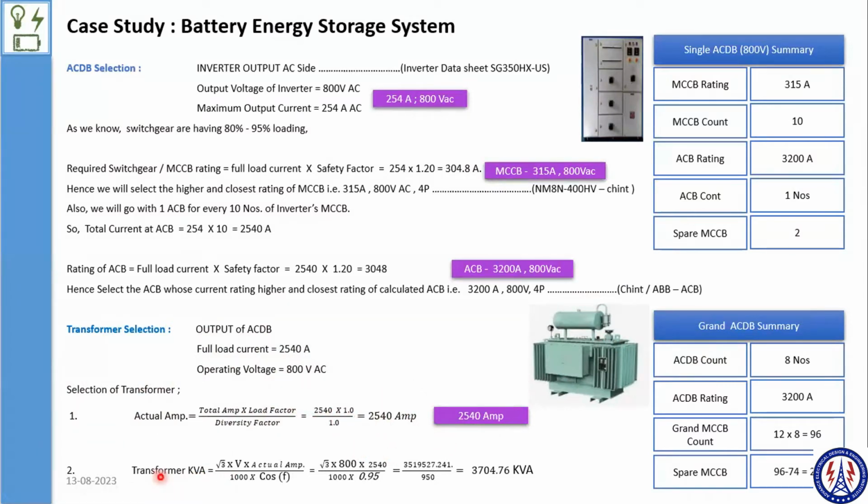You can find out the transformer kVA, like √3 V actual amp upon 1000 into cos phi. √3 into voltage 800 volt into 2540 divided by 1000 into 0.95 equals 3519.527 divided by 0.95 is equal to 3704. This is the kVA of the transformer you do require.